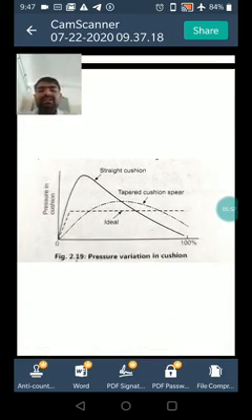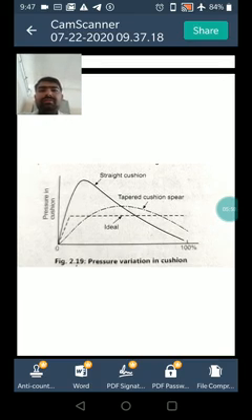Then next we can say pressure variation in cushioning. Extremely high pressures are likely to develop within a cylinder cushion during deceleration. The cushioning device sets up a back pressure for decelerating the load. The variation of pressure in the cushion for various positions of the cushion spear is shown in the figure.